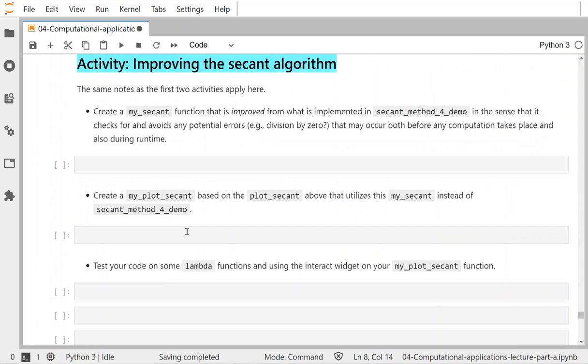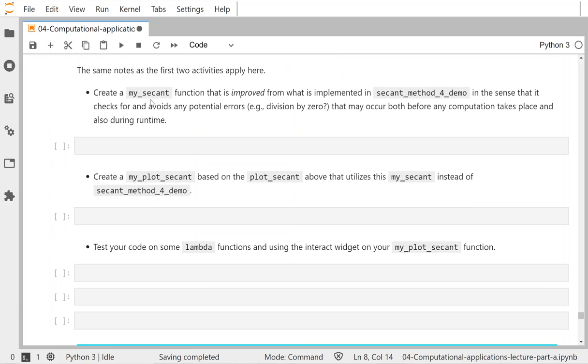So the activity that I have for you is to improve the secant algorithm. So the same notes as the first two activities in this lecture notebook apply. I want you to create a mySecant function that is improved from what is implemented in the secant method for demo, in the sense that it actually checks for and avoids any of the potential errors, like the division by 0, that may occur before any computation takes place, and also during runtime.